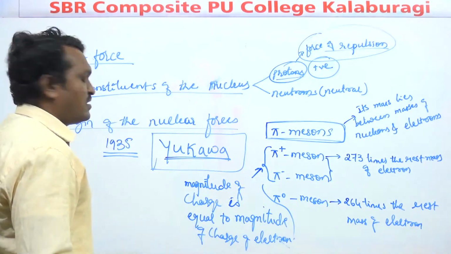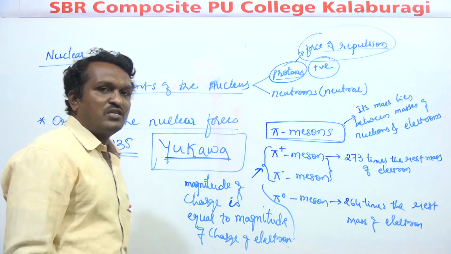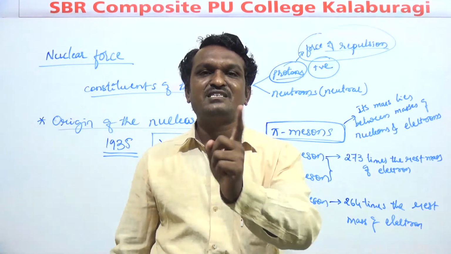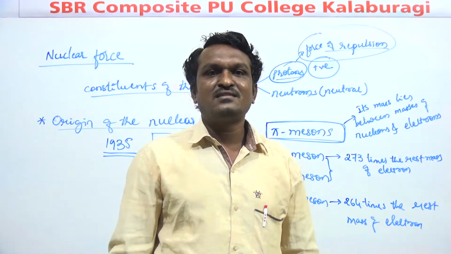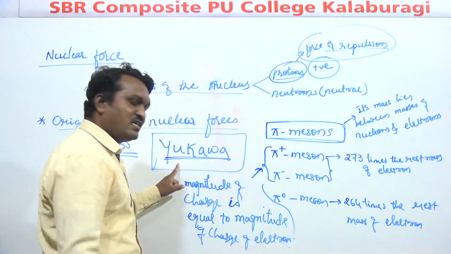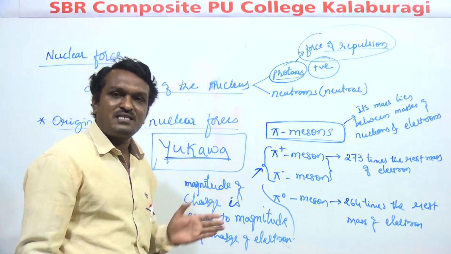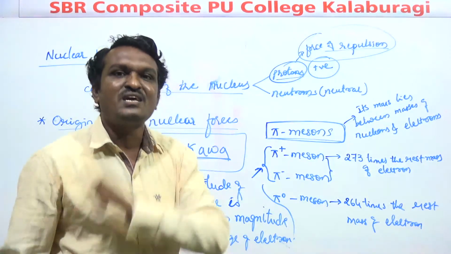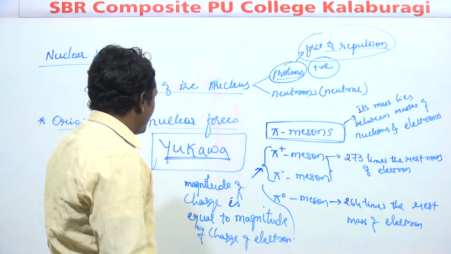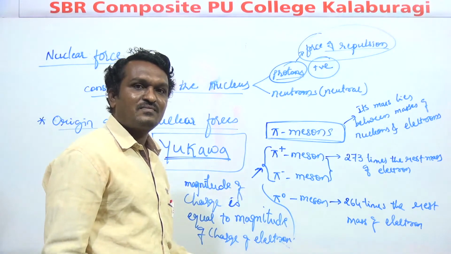Just now I explained what the origin of the nuclear force is. The nuclear force inside the nucleus arises because of the exchange of particles. Who suggested this? Yukawa. He assumed there must exist some exchange of matter inside the nucleus, which is responsible for the origin of the nuclear force. So what are the particles? Those are pi mesons.